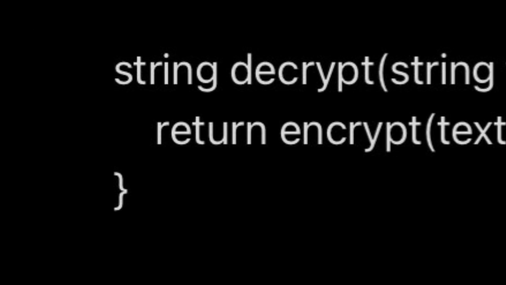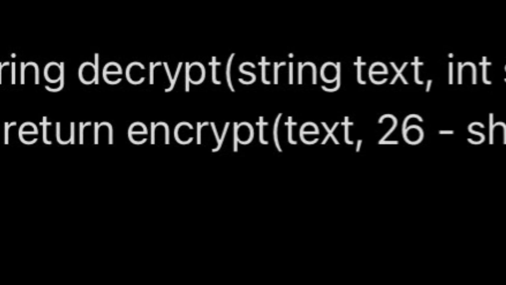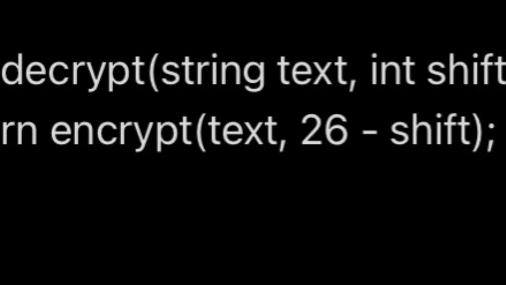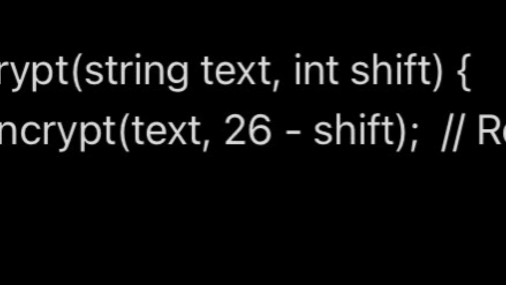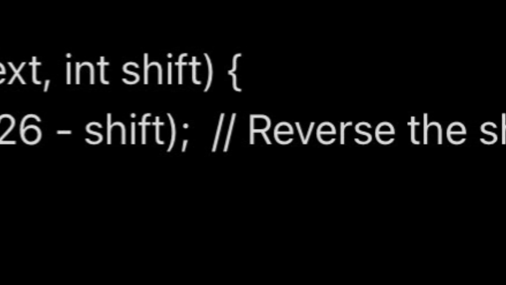In the next part of the code, we have the decrypt function, which looks almost the same, but instead of shifting forward, we shift backward by the same number. To do that easily, we just call the encrypt function again, but replace the shift value with 26 minus shift. This reverses the encryption process and gives us back the original text.